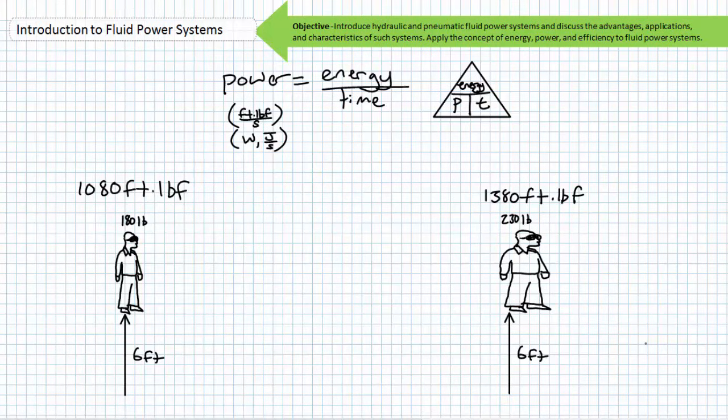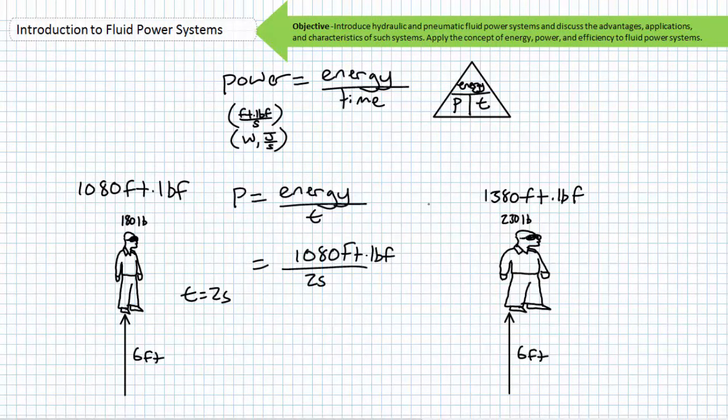A visual representation of this three-variable relationship using a triangle is extremely useful. Let's say the hydraulic system in 2004 needed to get the 180-pound Pitbull to the stage 6 feet away in a matter of 2 seconds. Power is energy over time. 1,080 foot-pounds force over 2 seconds yields a power input of 540 foot-pounds force per second.